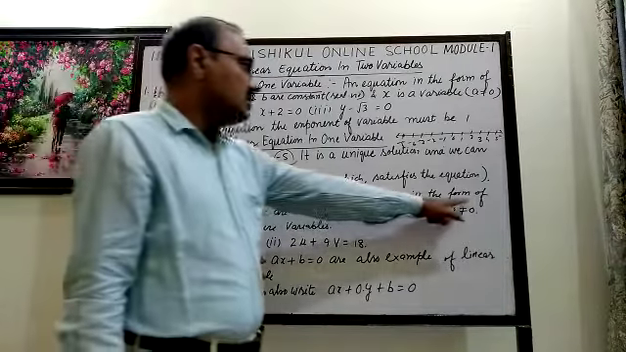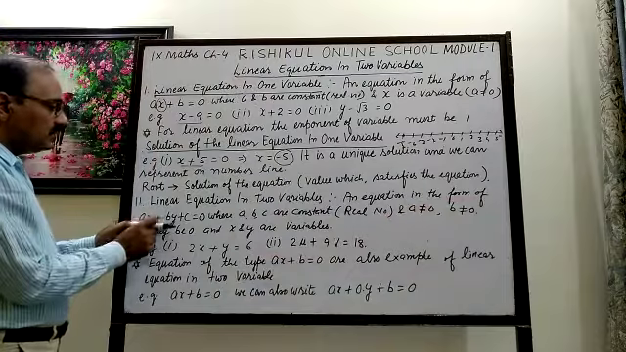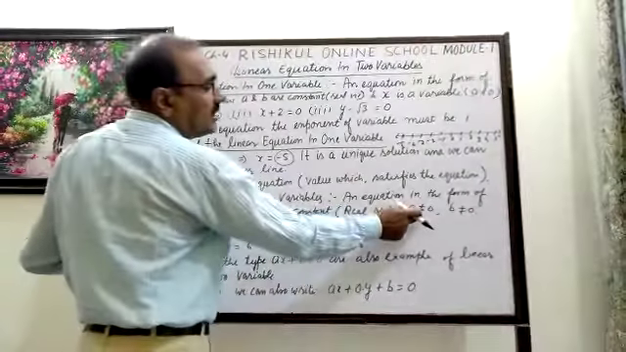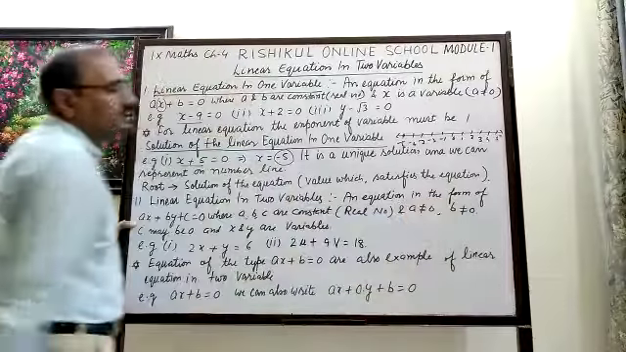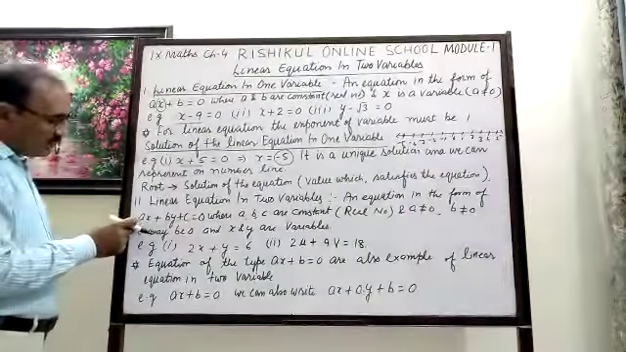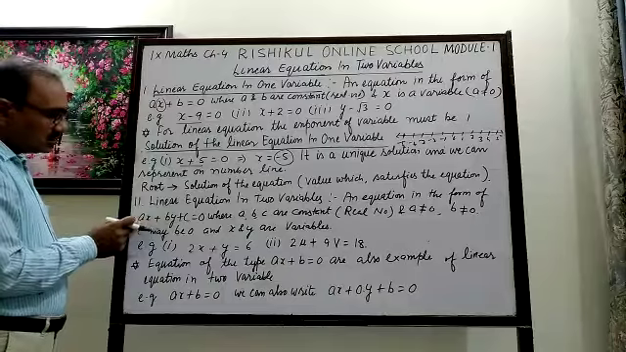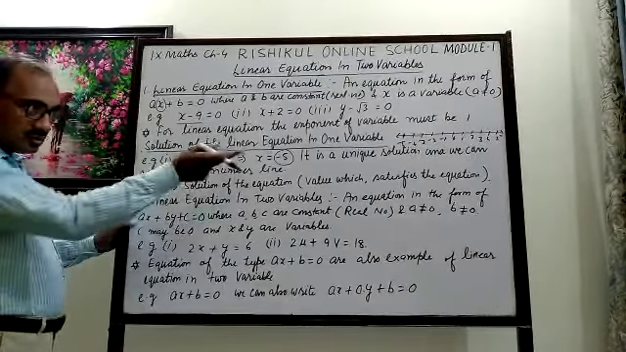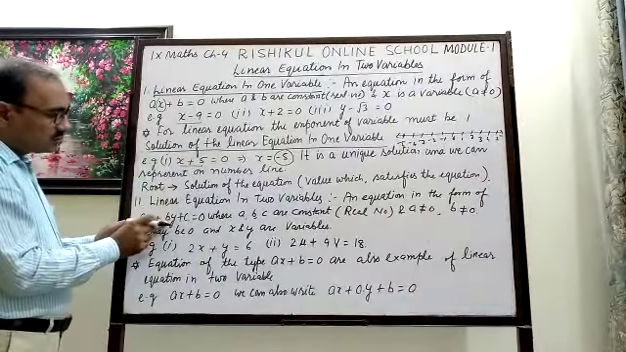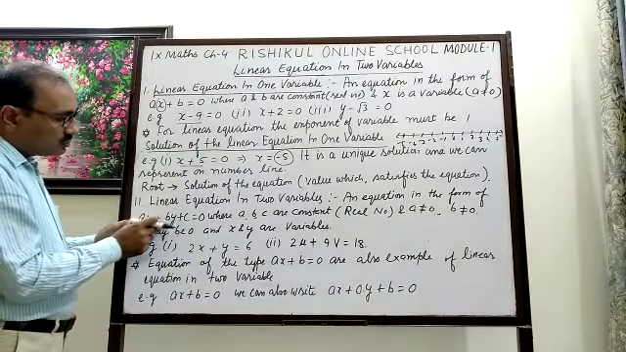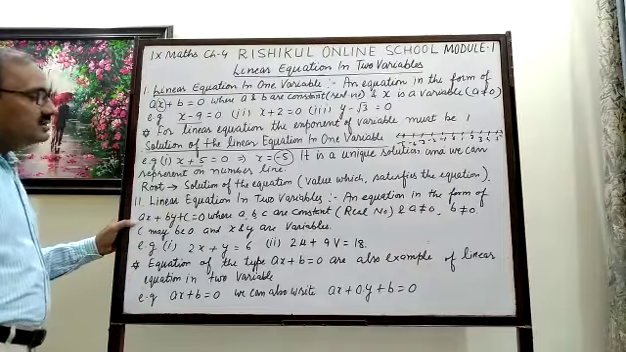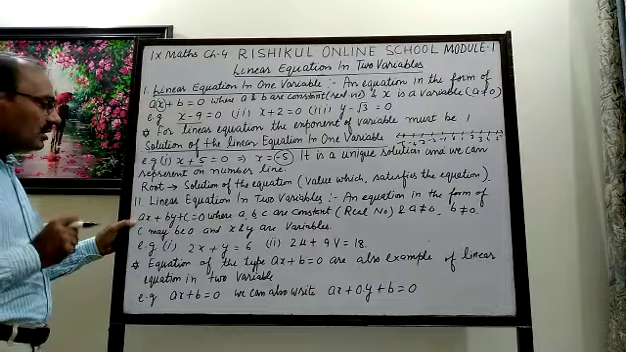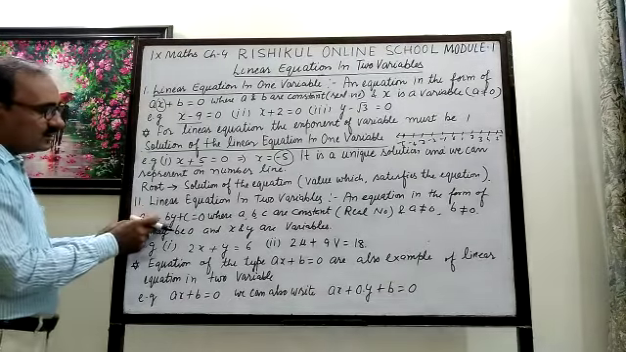Then I will discuss linear equations in two variables. An equation in the form of ax plus by plus c equal to 0, where a, b, c are constant real numbers, and a is not equal to 0 and b is not equal to 0. You see very attentively. If a is equal to 0, then 0 into x is 0, so the variable is only y. And if b equal to 0, 0 into y is also 0. Then it is not a linear equation in two variables, because in two variables there must be 2, x and y.